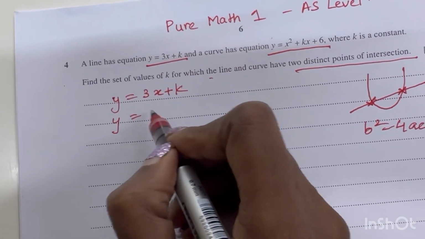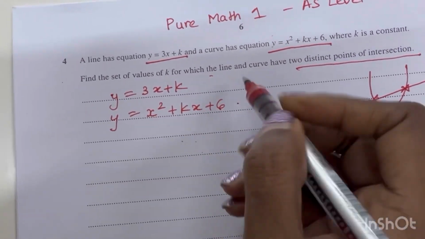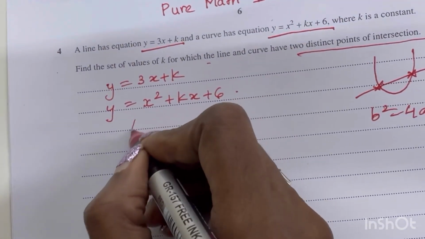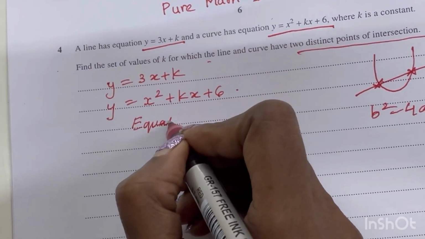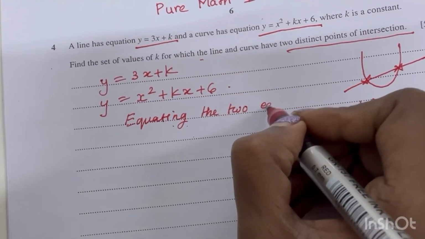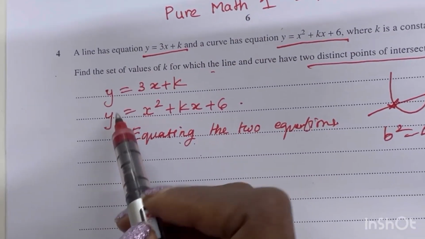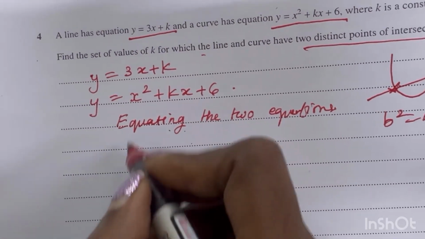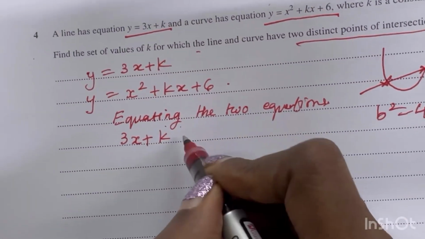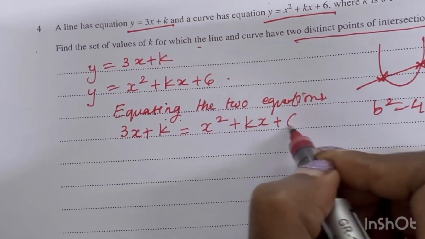That's the equation of the line, and this is the equation of your curve. What will we do now? How do we find the point of intersection? By simply equating the two equations. You see both of them are equal to y. So we will simply equate them. So 3x plus k is equal to x square plus kx plus 6.